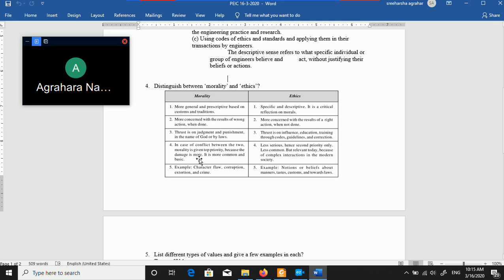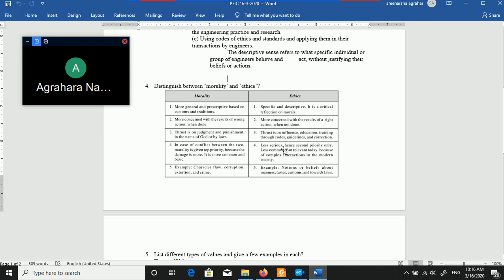Here, if at all we need to select between two situations, then what exactly is according to morals, family morals maybe, or human morals maybe. So what exactly is the right thing according to morals? That is picked as the best one. And because if at all morality is compromised, the damage is more, and it is more common and basic. Moralities generally give us the basic living habits. If that is compromised, we may enter into a bigger problem.